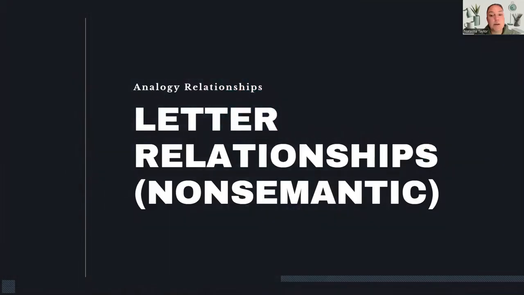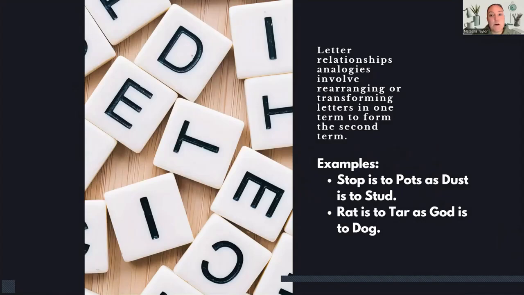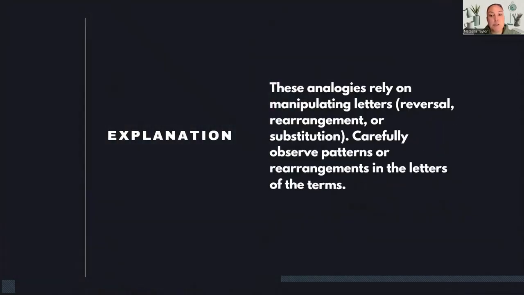Analogy relationships. Letter relationships. Non-semantic. Letter relationships analogies involve rearranging or transforming letters in one term to form the second term. Examples: stop is to pots as dust is to stud. Rat is to tar as God is to dog. Explanation: these analogies rely on manipulating letters, reversal, rearrangement, or substitution. Carefully observe patterns or rearrangements in the letters of the terms.